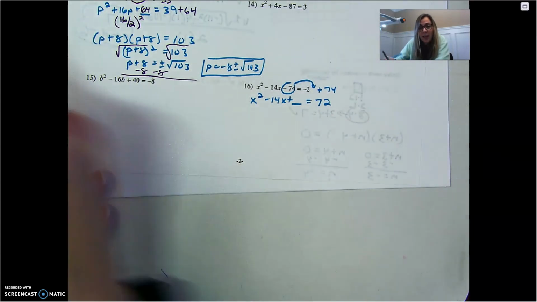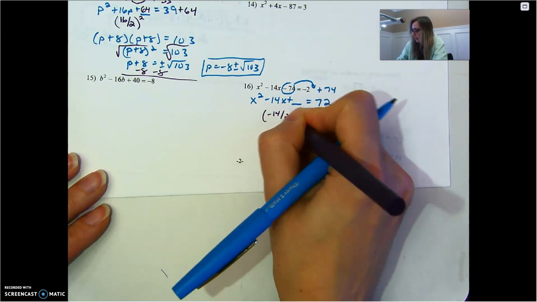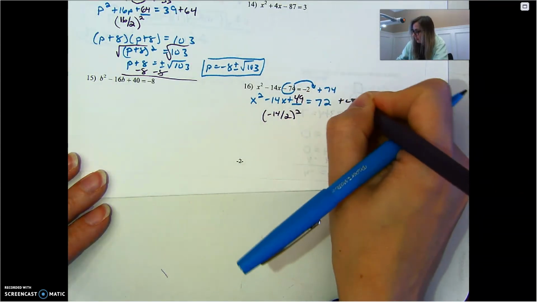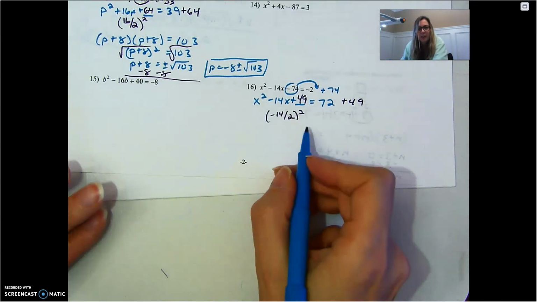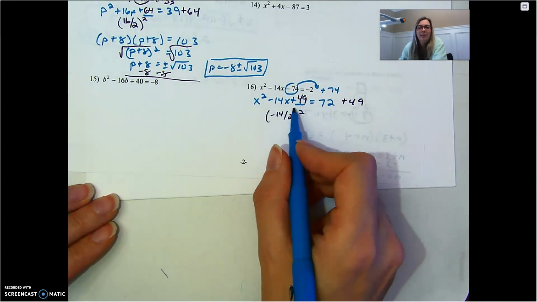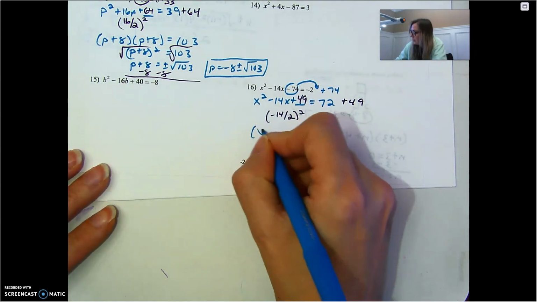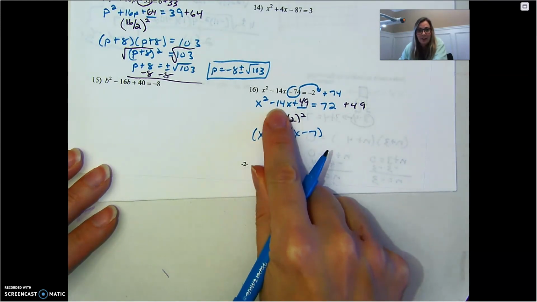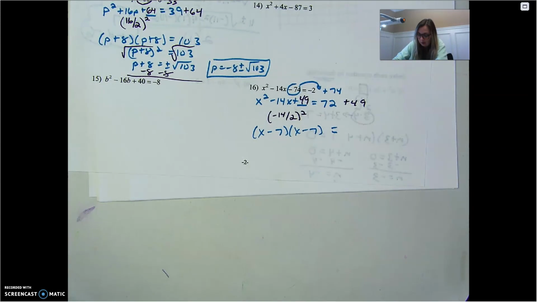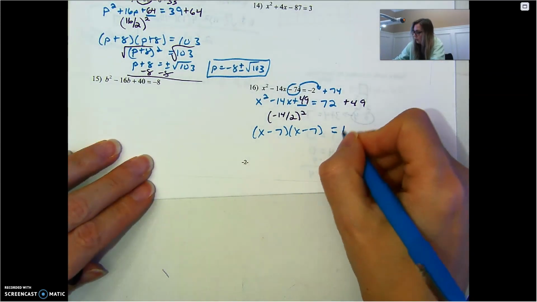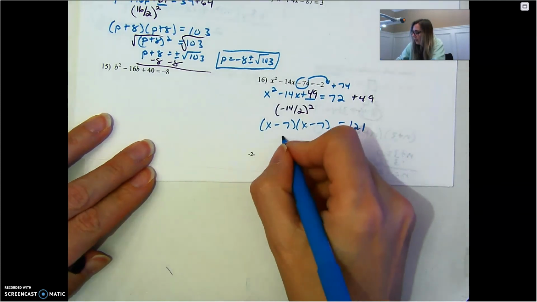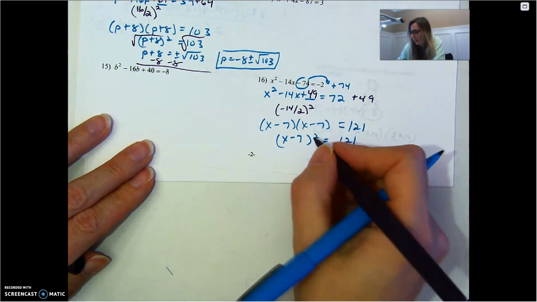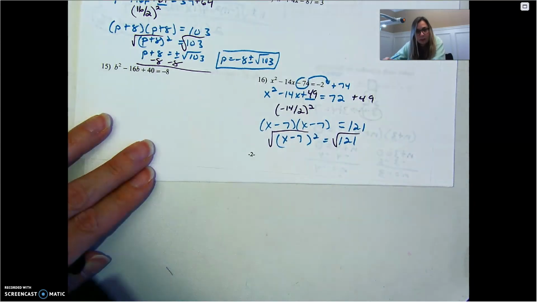All right, now to create the monster. Half of 14 squared, so half of 14 is 7. 7 squared is 49. Then we do some factoring. The two numbers that multiply to give you a 49 and then add up to a negative 14, we want to make sure it's negative 7 and negative 7, right? When you add two negatives, it stays negative. And then over here, 72 plus 49 is 121. You can rewrite this as x minus 7 squared.